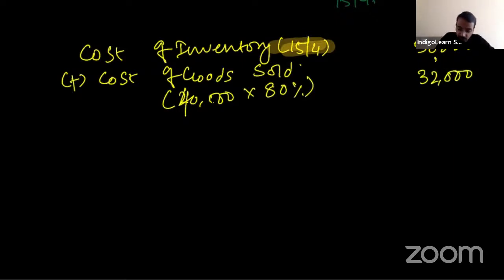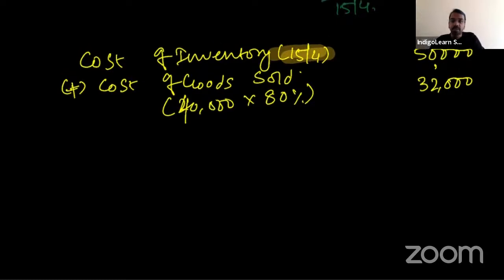This we will add back. Why will we add back? Because we had sold it. When we sold it, the inventory had come down. Now, when we are going back, we need to add it. So, this is the first adjustment that we have to do.